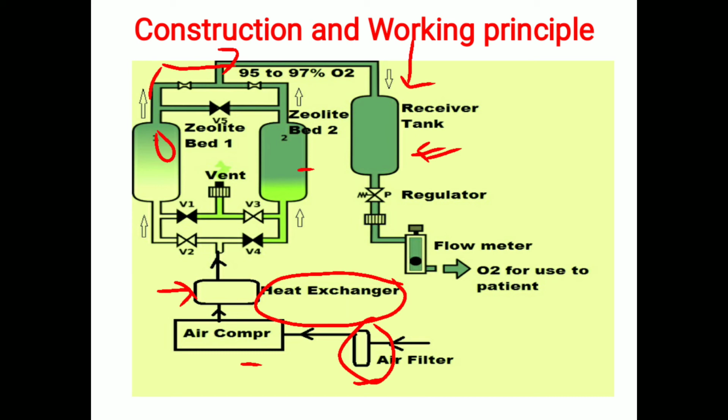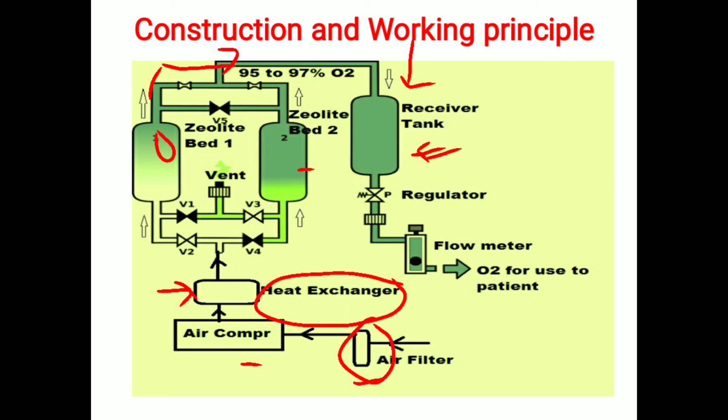In the same way, when this zeolite bed is completely saturated, that is, it is not able to absorb further nitrogen from the air, then what happens? Here a solenoid valve is fitted. This solenoid valve switches the air from zeolite bed 1 to zeolite bed 2. Now after switching, the air enters inside zeolite bed 2, and this zeolite bed 2 starts to generate oxygen by absorbing nitrogen from the air.